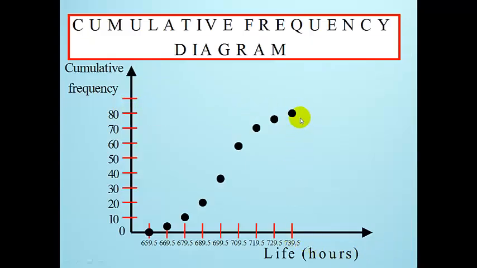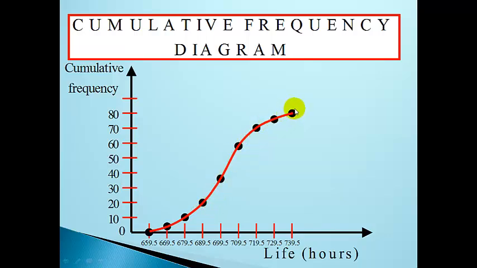So we are done with locating the points on the graph, and we now join the points together freehand. We do a freehand joining of the points, and that is what we have. This is the cumulative frequency diagram.